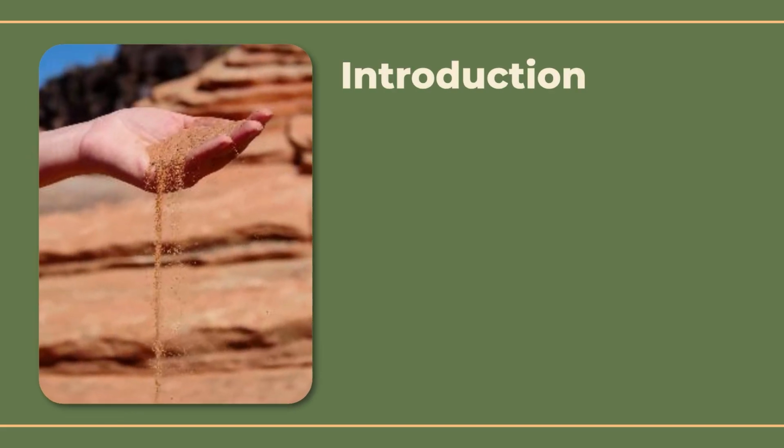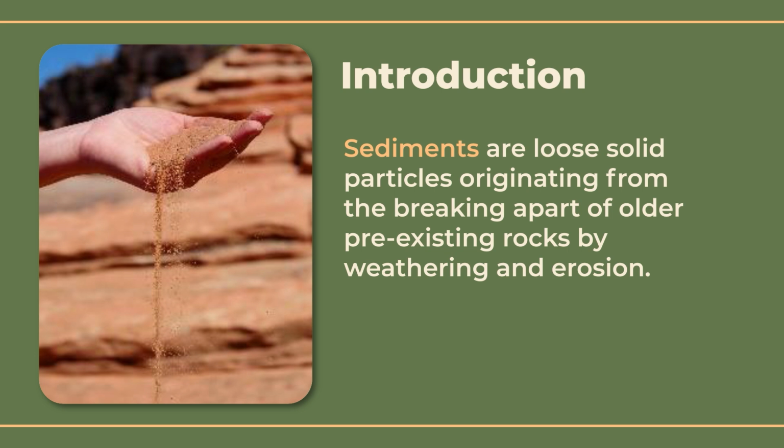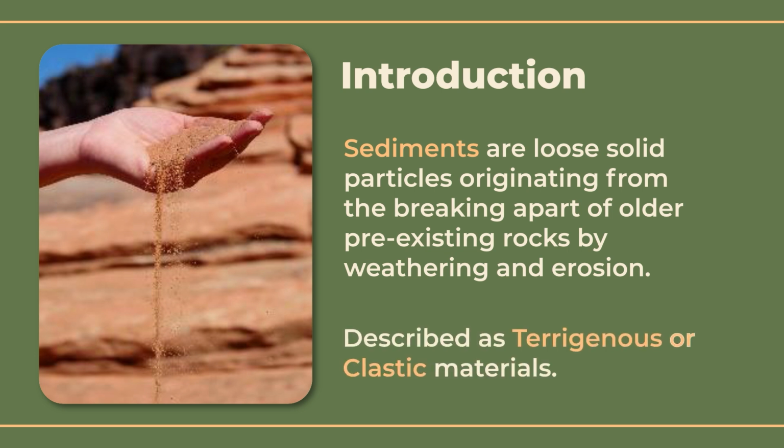To introduce you to the subject, we will explain that sediments are loose, solid particles originating from the breaking apart of older pre-existing rocks by weathering and erosion. They are described as terrigenous or clastic material. The word terrigenous has come from terra. Terra means earth. It is something which is derived from the earth. It is called terrigenous, originating from the earth.